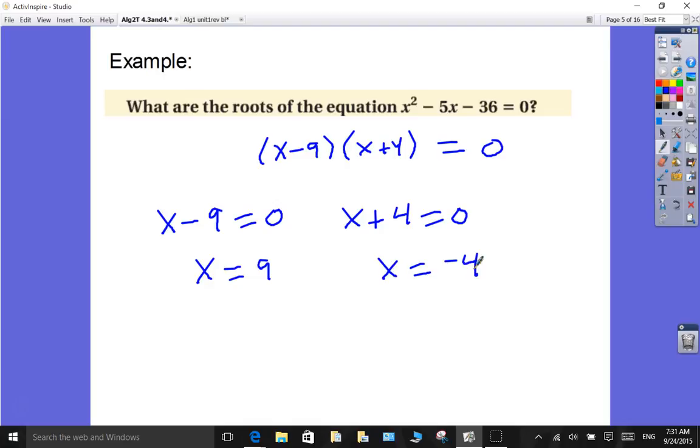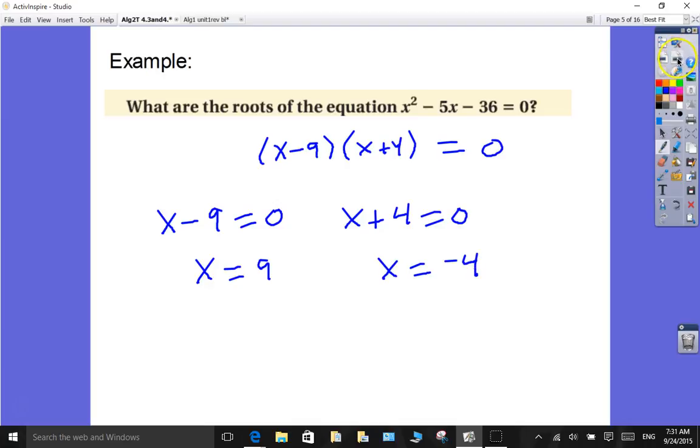Now, one thing that we'll get to more, but this is just as good a place as any to point out, that if 9 is a root, then x minus 9 is a linear factor. It's linear because it's x. So whenever you solve for the roots, then you know that x minus that number is the factor.